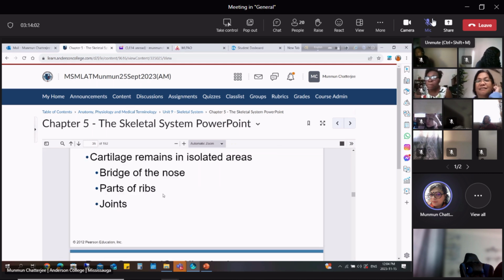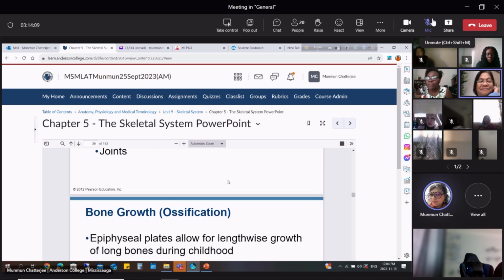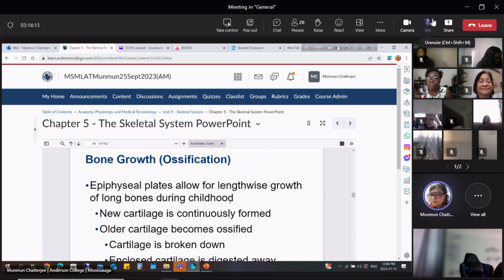This is the fibrous cartilage. That's why it's called not the hyaline cartilage. Okay, he's talking about the hyaline cartilage. Okay, thank you. So a little bit of confusion. Thanks for asking. So, bone growth.